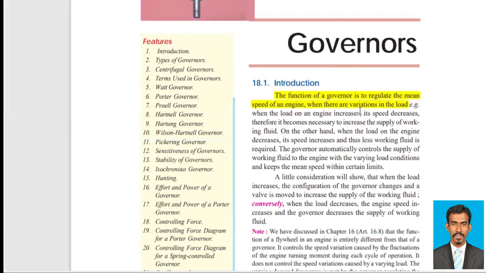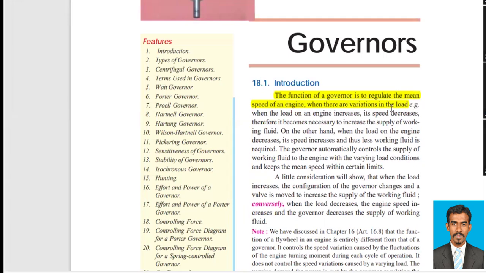Governors. We'll see why governors are used and where we use them, and the rest of the function. The function of a governor is to regulate the mean speed of an engine when there are variations in the load. With the variation in the load, we know the engine speed may change. If we increase the load, the speed may decrease, and if we decrease the load, the speed may increase. So in order to maintain it, we use governors.